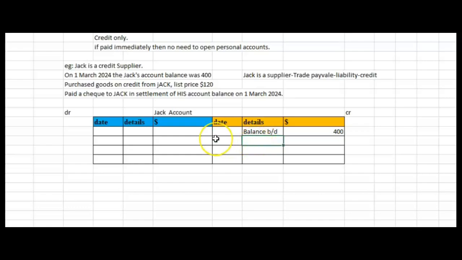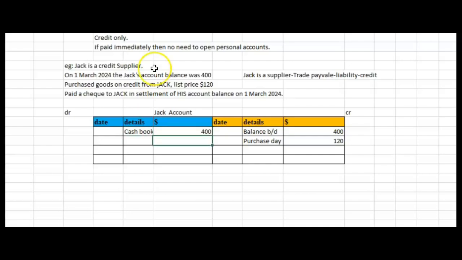Next, we bought $120 worth of goods from Jack on credit. This means we now owe him more, so his account balance increases. Since trade payables are liabilities, and an increase in a liability is recorded on the credit side, we enter $120 on the credit side of Jack's account. In the details column, we record the source book, which in this case is the Purchases Daybook.